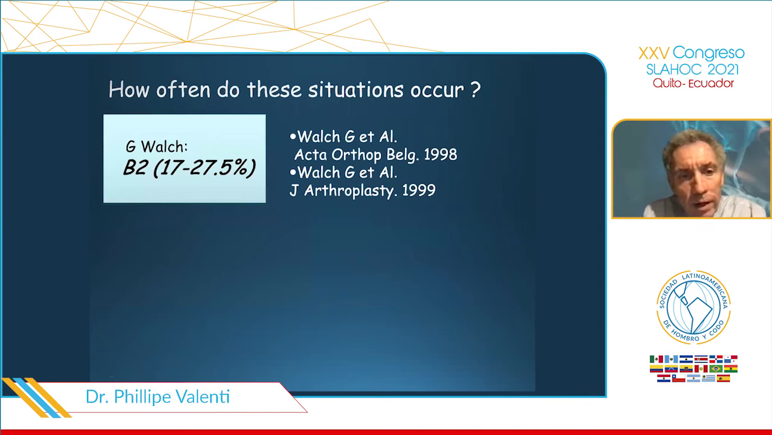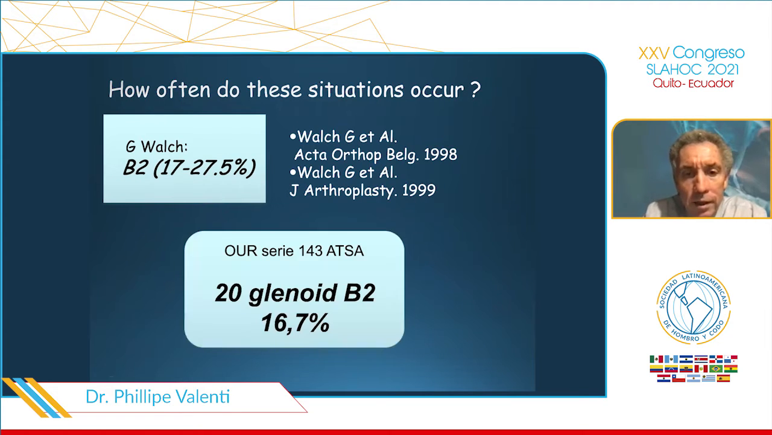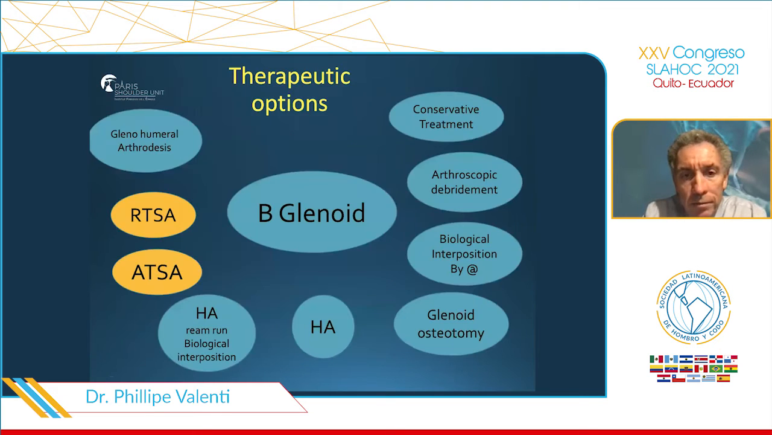So it's not so rare, and Gilles described B2 in between 27% and 70% of cases. In my personal series of 133 anatomic total shoulder arthroplasties, I had 20 cases of Glenoid B2, 16%. So in front of arthritis with a biconcave glenoid, you have many therapeutic options.